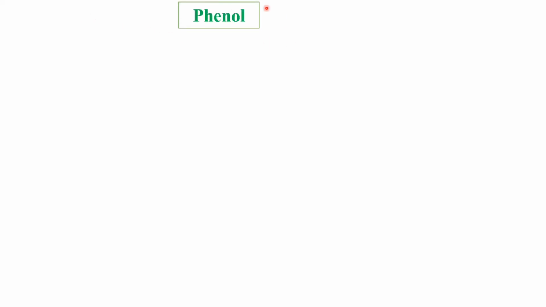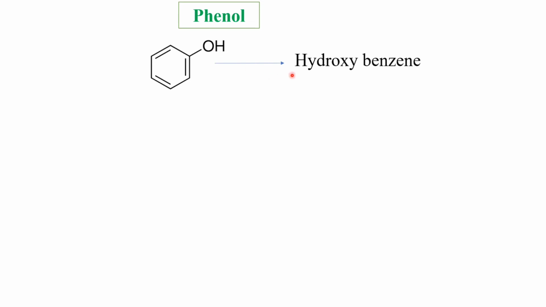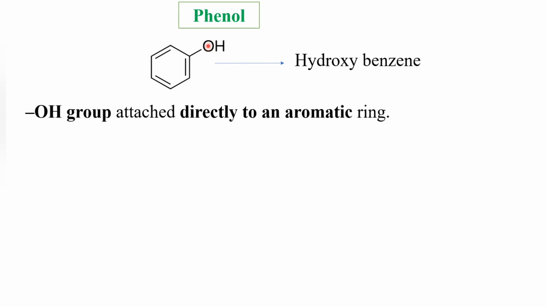Dear students, today we are going to see qualitative tests for phenol. So first we have to know what phenol is. It has one aromatic ring, that is the benzene ring, directly connected to the hydroxy group. That's why phenol is otherwise called hydroxybenzene. So what is the other name for phenol? That is hydroxybenzene. The hydroxy group is directly connected to the aromatic ring, so you should have a direct connection with the hydroxy group.